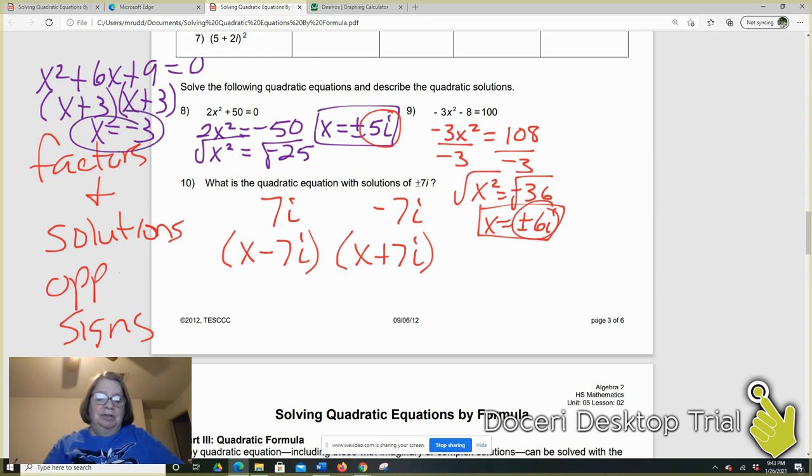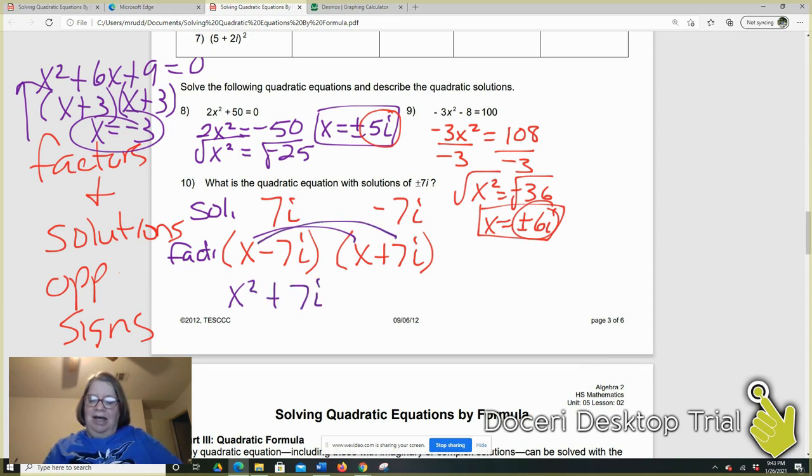Now we're starting with the solutions. We're working our way up. So here are the solutions. These are the factors. Now we're going to use FOIL and multiply together to get the equation. X times x. X times 7i is 7ix. Don't let that worry you. It's going to be all right. Negative 7i times x. And then negative 7i times positive 7i is negative 49i squared.